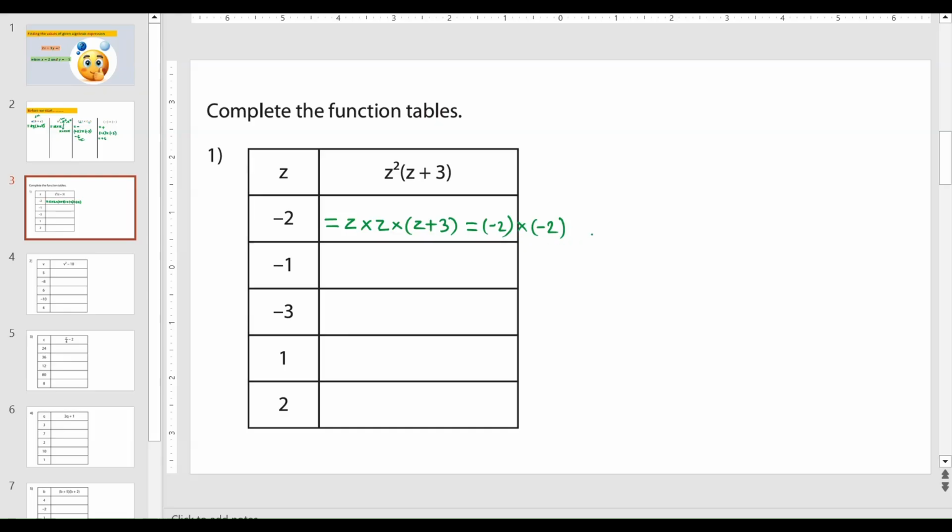z times z: minus 2 times minus 2, times, and inside the bracket we have z plus 3, that is minus 2 plus 3. Always remember the rule of simplification, the bracket rule: solve inside the bracket first. Let's solve it. Or we can also solve minus 2 times minus 2 first. Minus 2 times minus 2 is plus 4, which we just discussed before. Plus 4. We will not write the plus.